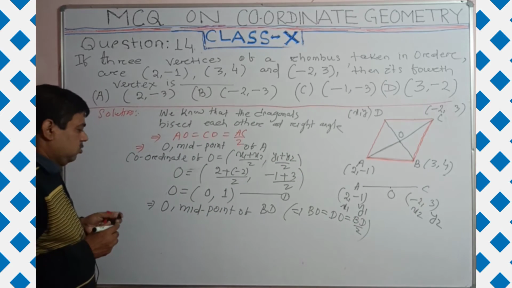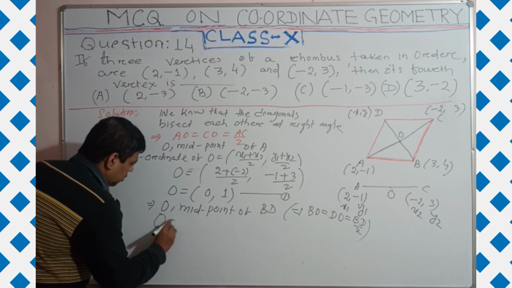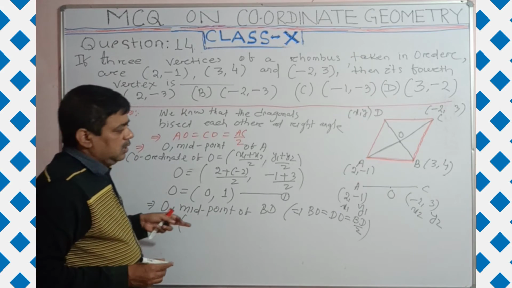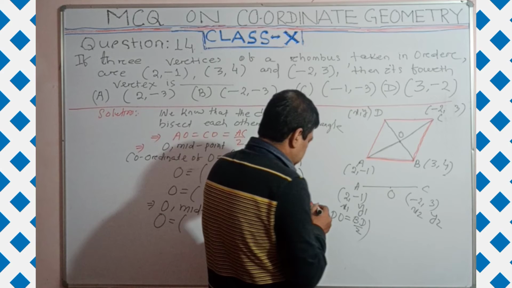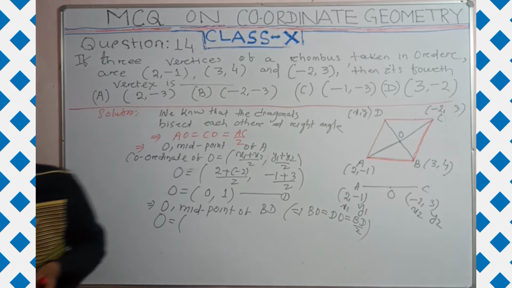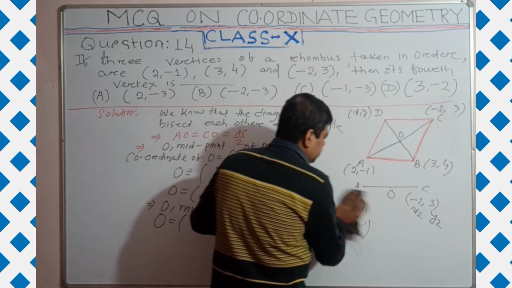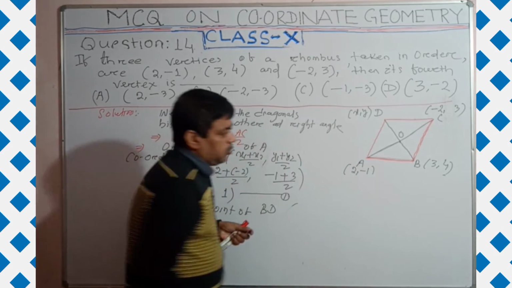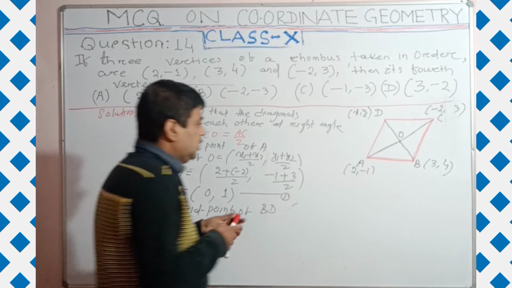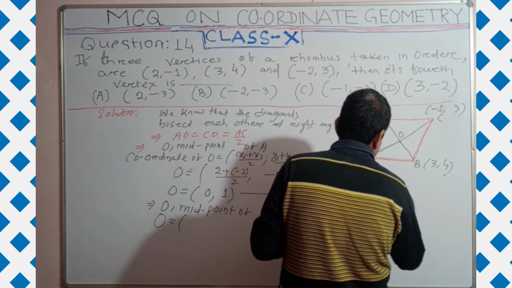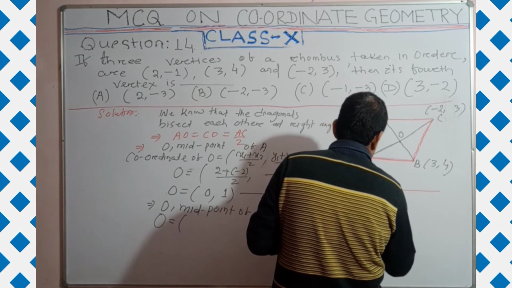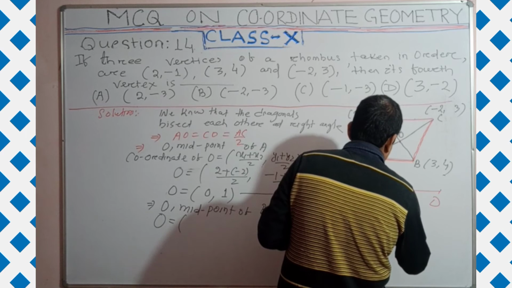Okay. So what is the coordinate of O then? The coordinate of O will be found with the same formula. Similarly, in case of point B, O is the midpoint of BD here. Now you see, this is B, this is D suppose, and this is the midpoint O.